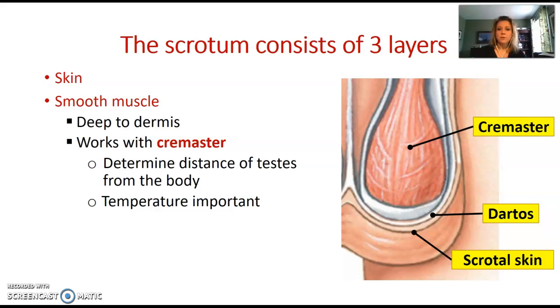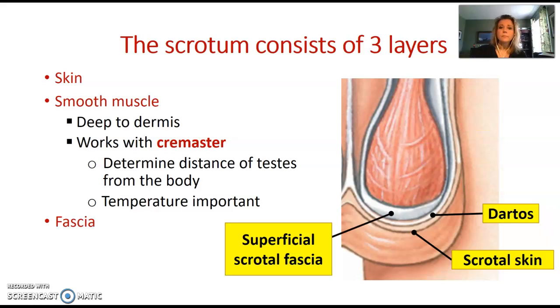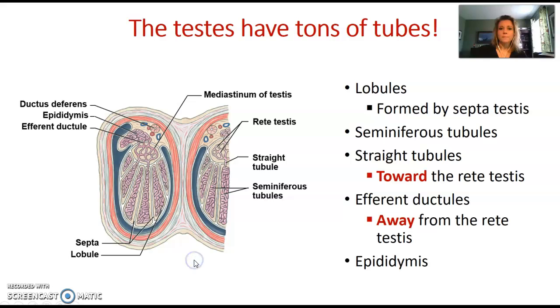Both of these work to monitor the distance that the testes are from the rest of the body. So when it's cold, these muscles contract and pull the testes closer to the body so they can benefit from the higher body temperature. And then we have a layer of fascia between the dartos and the cremaster, which is the superficial scrotal fascia.